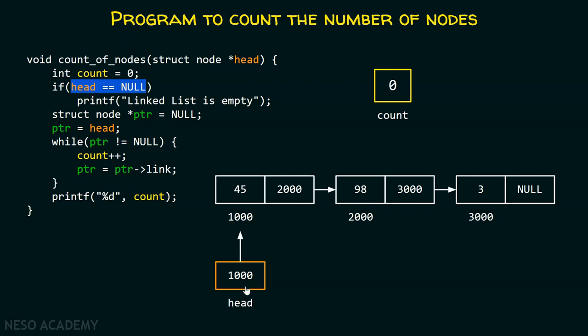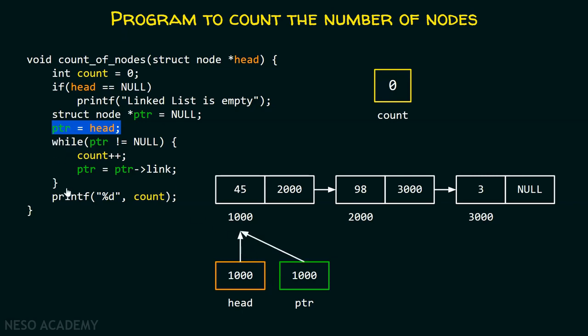Head must contain the address of the first node of the list because our list is not empty. So definitely we will reach this point of code. That is, we will create a pointer of type struct node and we will initialize it to null. After that, we will put the value of head inside this PTR. We know that head contains 1000, so this null will also get replaced by 1000. This is what this line says. Because of this, PTR will point to the first node of the list.